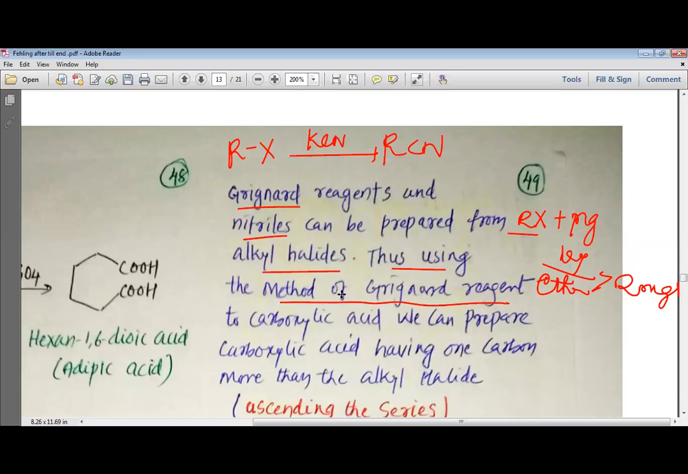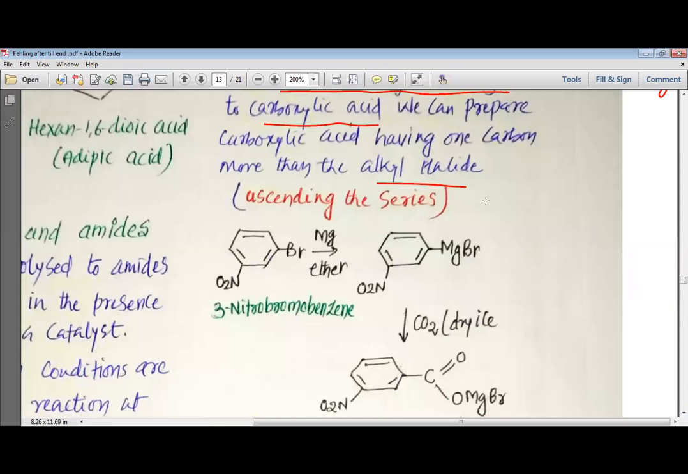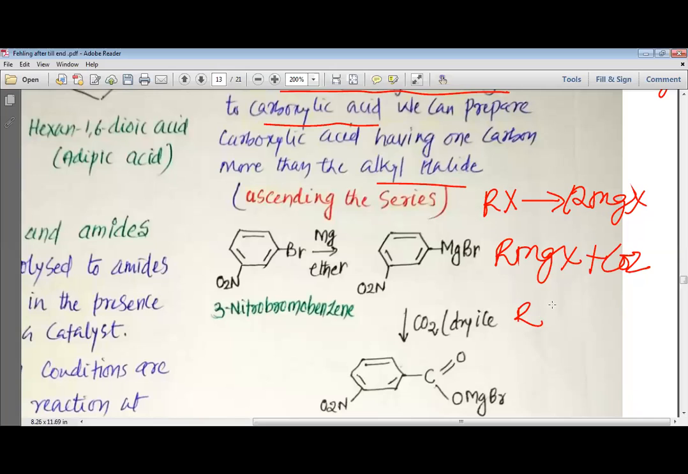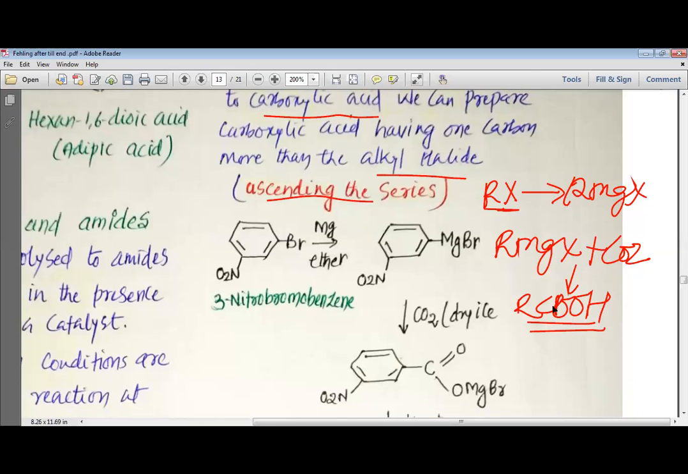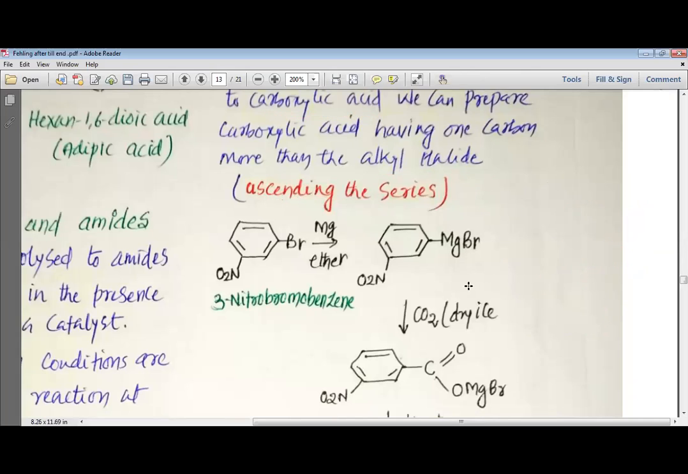Thus, using the method of Grignard reagent to carboxylic acid, we can prepare the carboxylic acid having one carbon more than the alkyl halide. So if you have RX, you can prepare RMgX. Then to this RMgX you add CO2 and you get RCOOH. So one carbon is added, and that is known as the ascending series. When you start with an alkyl halide which has 2 carbons, you end up with a carboxylic acid with 3 carbons. So the number of carbons is increased by this process, and it is very well used for various types of conversion.